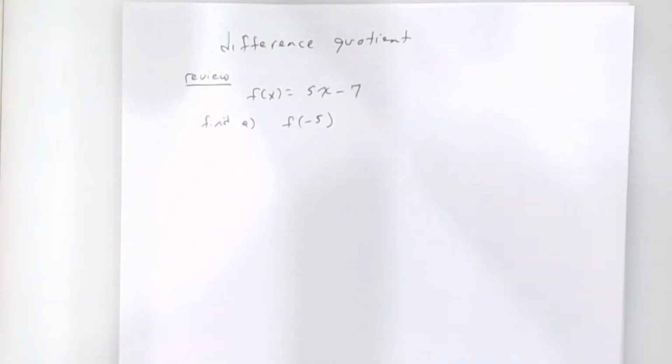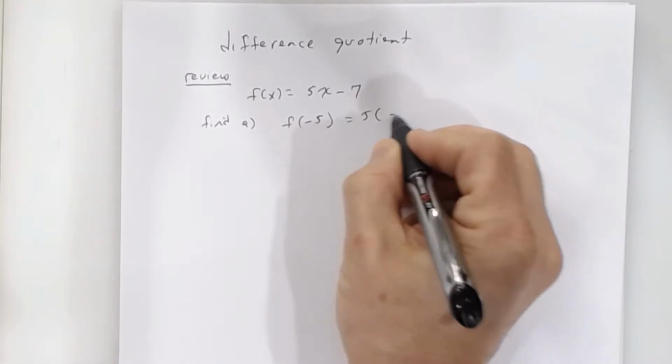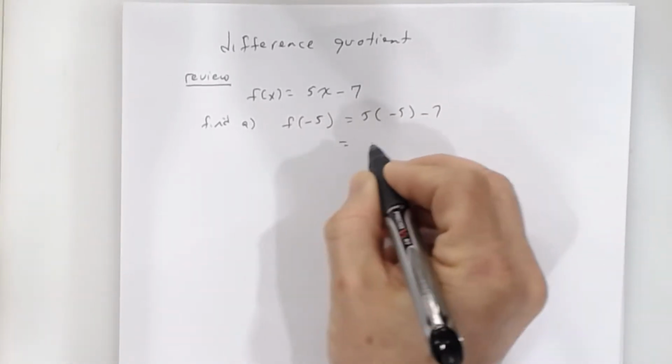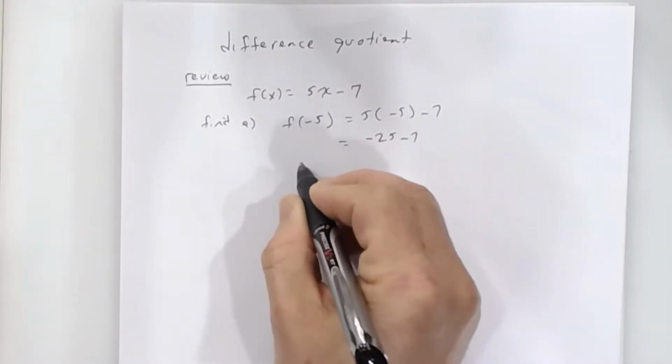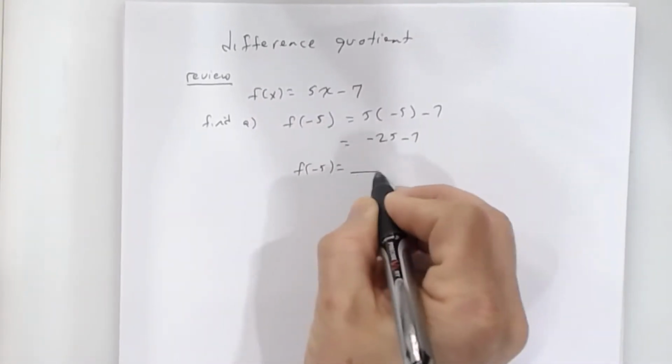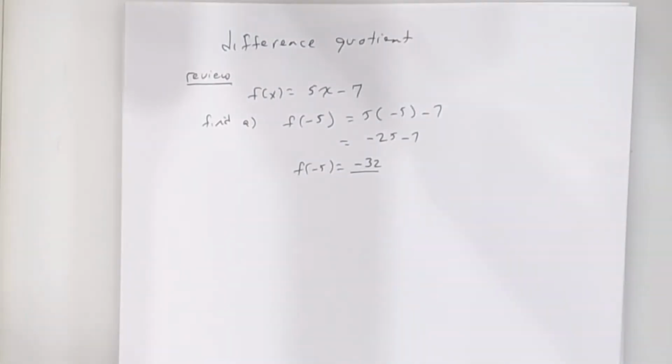What are you going to do? Substitute the x for -5. Wherever you see the variable x, you're going to substitute negative 5. So this becomes 5 times negative 5 minus 7. So that would be negative 25 and a negative 7. So what is f of negative 5? Negative 32? Okay.